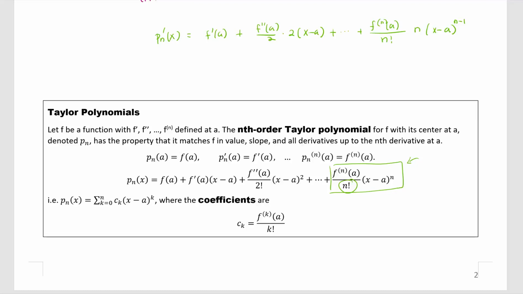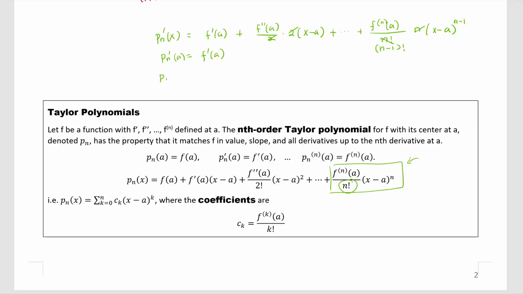So far so good, everybody? You see, we can cancel the 2 right here. We can cancel the n. So we have n minus 1 factorial. Okay, so that's why when you plug in a, you can see all the terms with x minus a are gone. So that's why you only have p prime of a equals f prime of a.